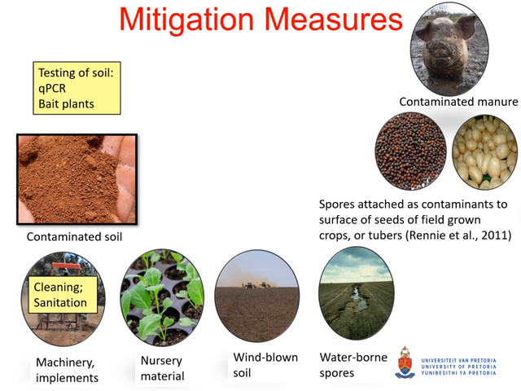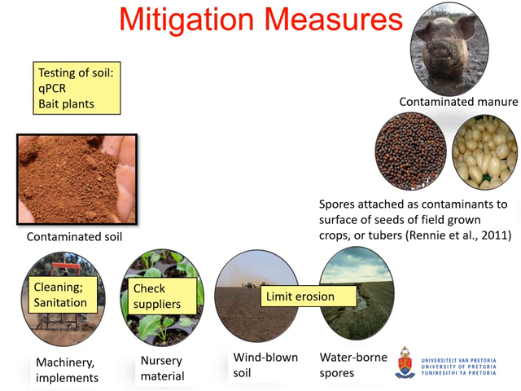For machinery or implements, it's very critical that they are cleaned and sanitized so that we do not spread the pathogen from one field to another. When purchasing nursery material, the grower should check the supplier and ensure that the source of nursery stock is from a trusted supplier with no source of contamination.